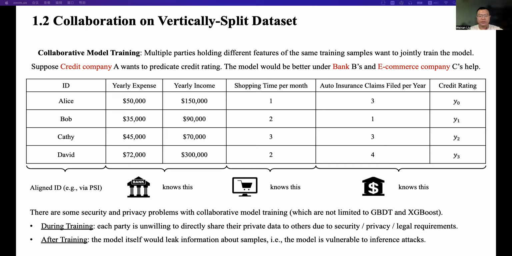However, there are some security and privacy problems with collaborative model training. These problems are not limited to GBDT and XGBoost, but apply to all federated learning. During training, each party is unwilling to directly share their private data with others due to security, privacy, or legal requirements. After training, the model itself will leak information about samples.